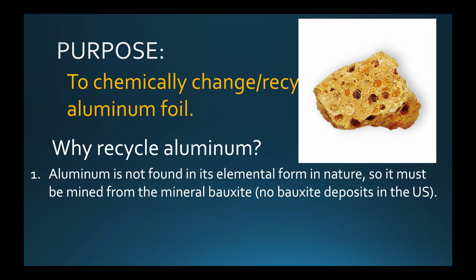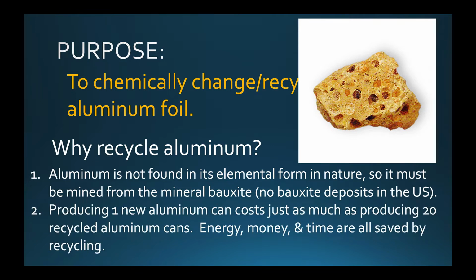Well, first of all, aluminum cannot be found in its elemental form in nature. It's found as this mineral here called bauxite. It must be mined and separated from all the other components of that mineral to be made into pure aluminum. There are no bauxite deposits in the United States. Therefore, this mineral would have to be imported into the United States to be refined.